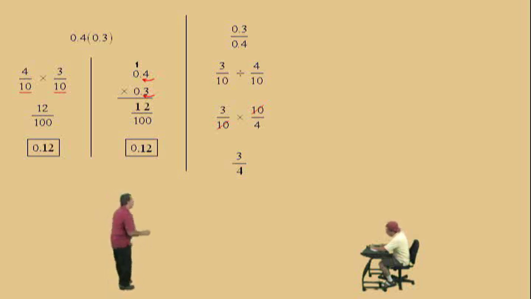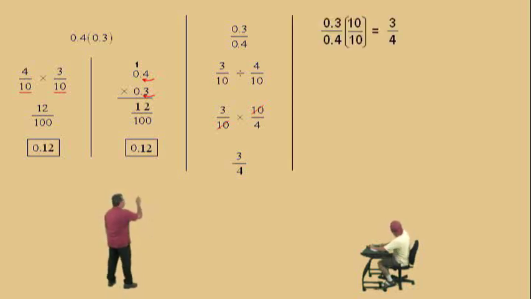Now, I'm going to show you right here. Watch. Make it a little bit larger and notice. 3/10 divided by 4/10, if you multiply top and bottom by 10, 3/10 times 10 is 3, 4/10 times 10 is 4, so 3/10 divided by 4/10 is the same as 3/4, right?